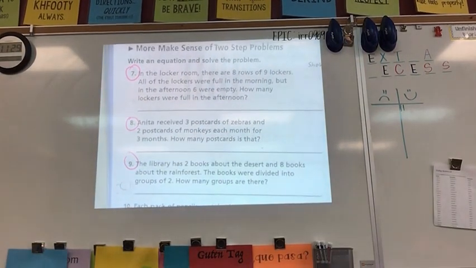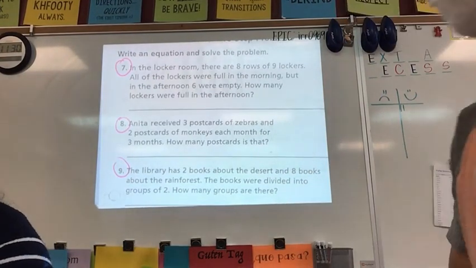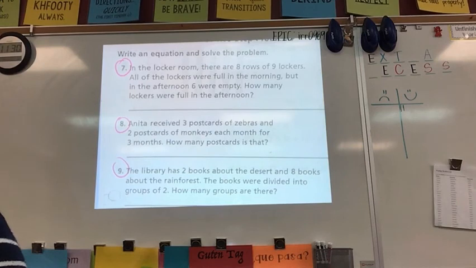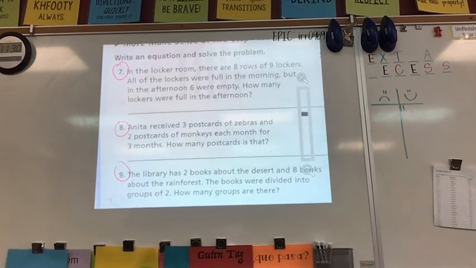One of them's about a locker room. One of them's about postcards with animals. Thank you, sir. You're welcome. And the last one is about some books at the library, which, if we keep it up, we might be able to open our library back up.